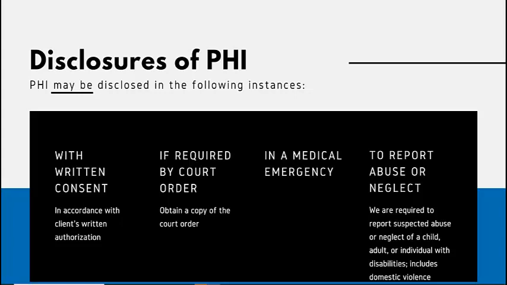PHI may also be disclosed in a medical emergency and to report abuse or neglect. In the case of reporting suspected abuse or neglect, it is important that you follow your agency's policies and procedures. Policies can vary, so make sure that you speak to your manager or supervisor so they can inform you of your agency's policy. Always reach out to your manager or supervisor and follow your agency's policies and procedures in order to ensure you remain in compliance with all of your standards.